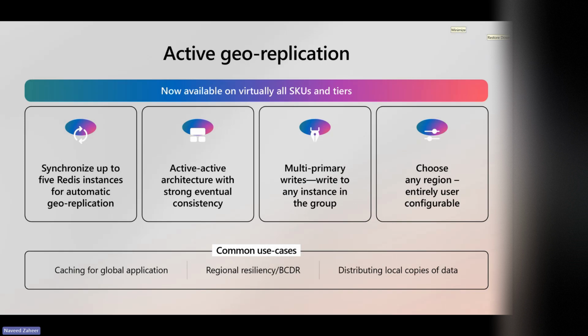Okay, so now let's come to active geo replication. First of all, please understand that with geo replication, you can replicate up to 5 instances. You may have one instance in south central, one in east, one in west, one in north central. So you can have up to 5 instances that can geo replicate. And this is active geo replication. It means all instances are active. You are actively doing writes across all instances.